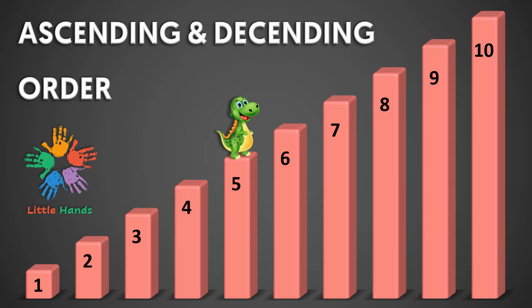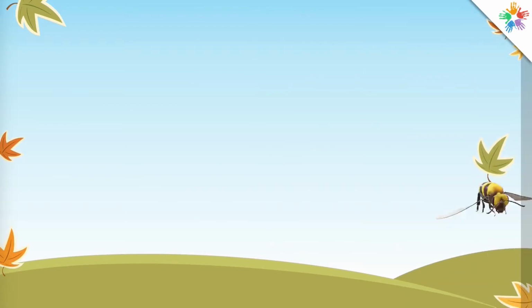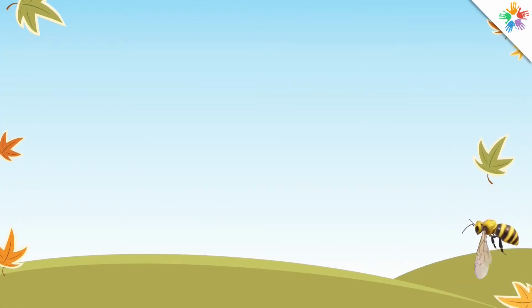The next topic is ascending and descending order of numbers. So let's get started. Here comes the busy bee. Look at the size of the bee, children. It is a very small and tiny insect. Let us compare it with other animals now.